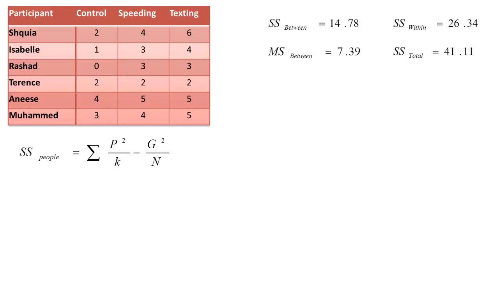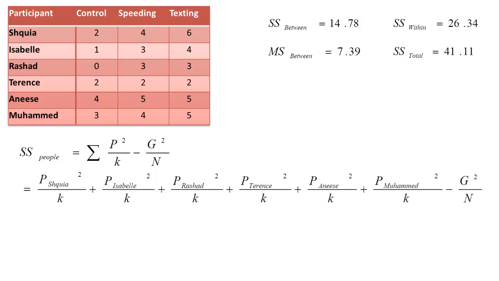And now we need to calculate sum of squares people. So the P stands for each person's total. So it looks like this for our sample. And so you're looking at the total for Shakaya squared over the number of levels plus the total for Isabel squared over the number of levels, and so on and so forth, minus the total for all the scores squared over the total number of scores.